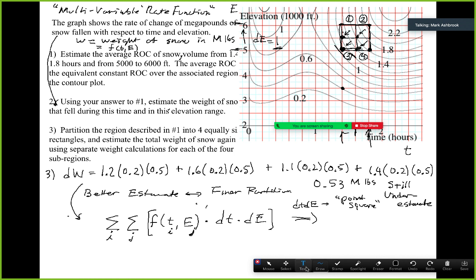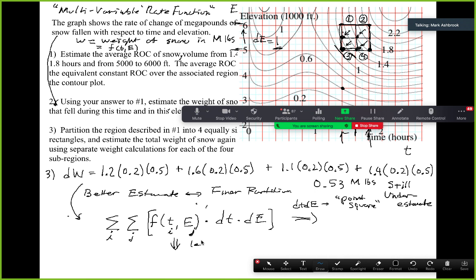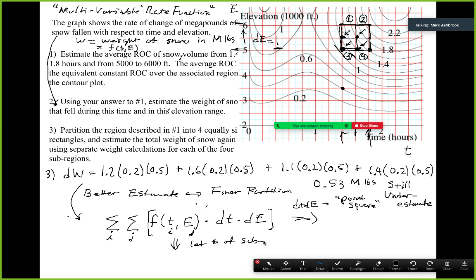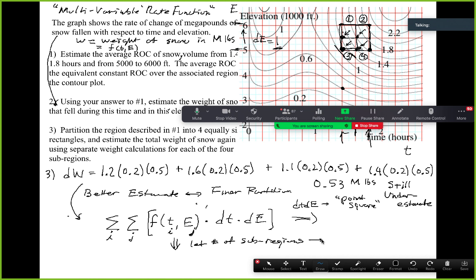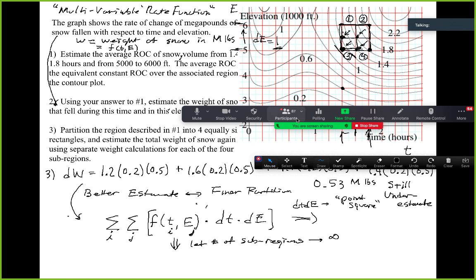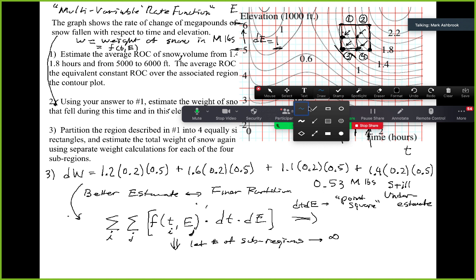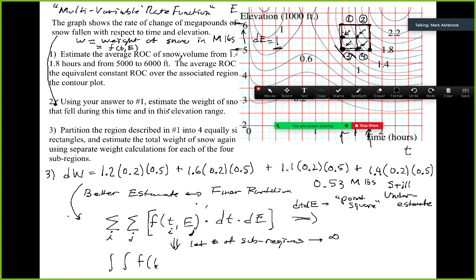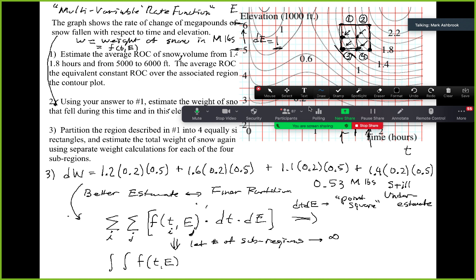And so when we do that, what do we get? Let the number of subregions get really big. And when we do that, this Riemann sum turns into what? You guys remember? Is this a surface integral? No, not quite a surface integral yet, but a double integral. So it's going to be a double integral. And now instead of picking off individual points of rate, it's like all the rates. Because the little squares are so small, it's like continuously pulling off all the rates times the little changes in dt and dE.